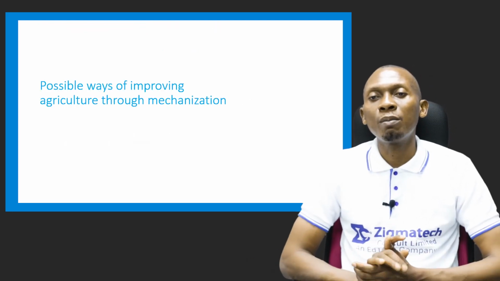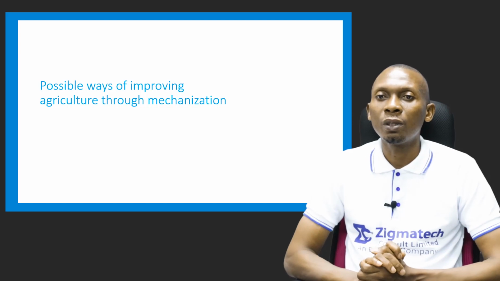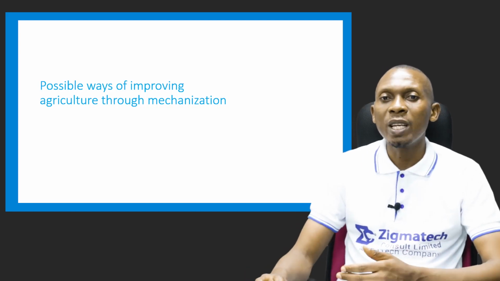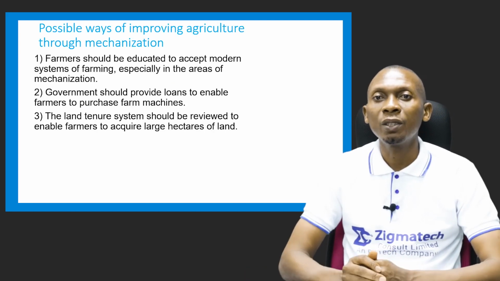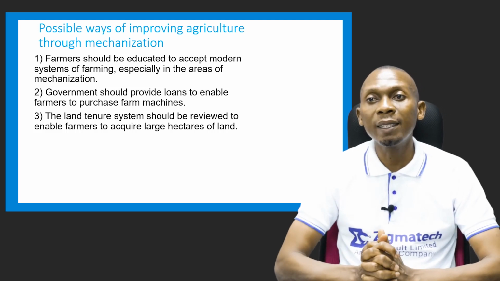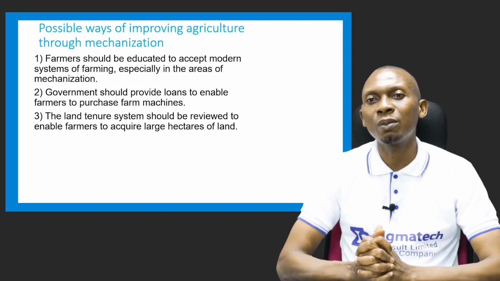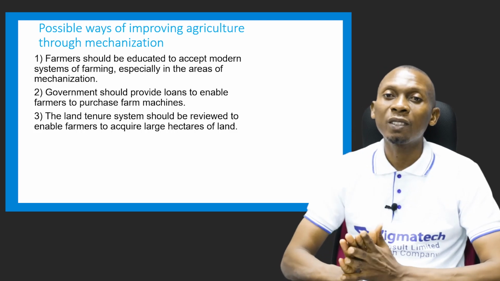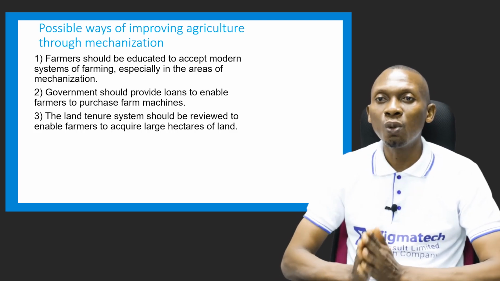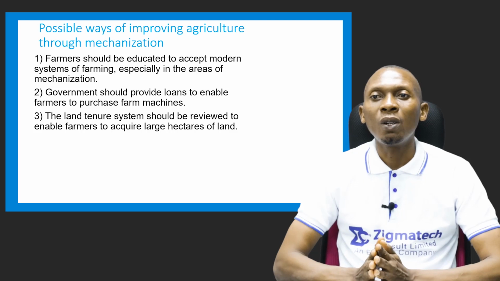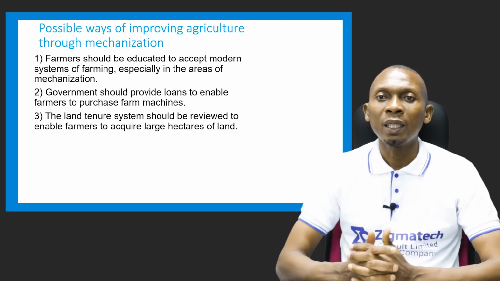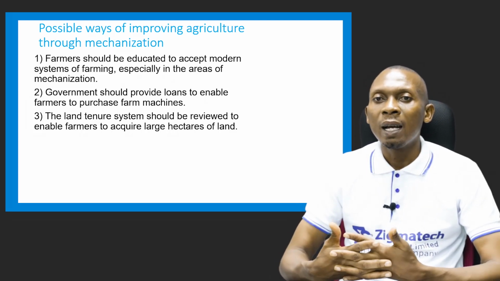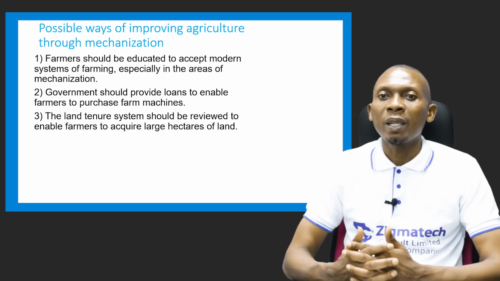Now let's take a look at the possible ways of improving agriculture through mechanization. What are the ways by which you can improve agriculture through mechanization? First and foremost, the farmers should be educated so that they can accept modern systems of farming, especially in areas of mechanization. These farmers need to be informed on modern ways of farming, and this will encourage them to accept mechanization.